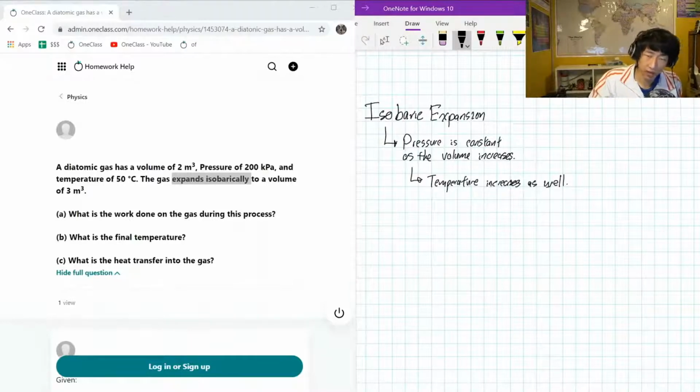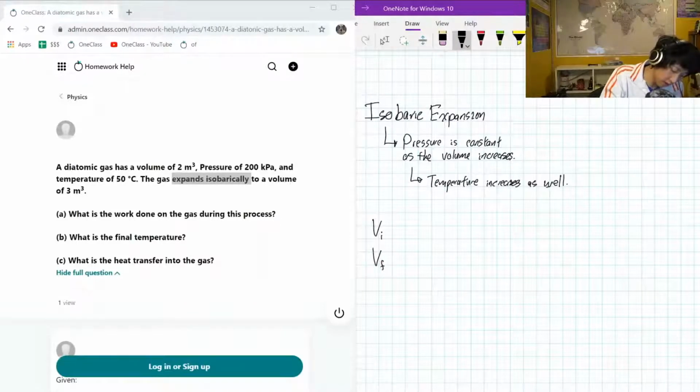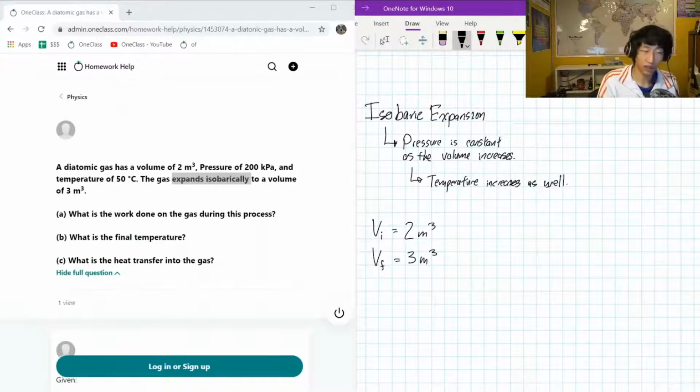Okay, so let's actually write down our givens. Our initial volume is 2 cubic meters. Our final volume is 3 cubic meters. That is actually fairly large. 1 cubic meter is about the volume of a human, to be honest. You could hide in a 1 cubic meter box if you wanted to. So these are fairly large volumes.